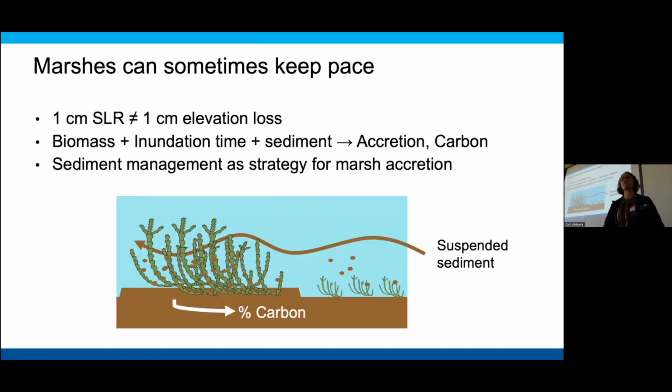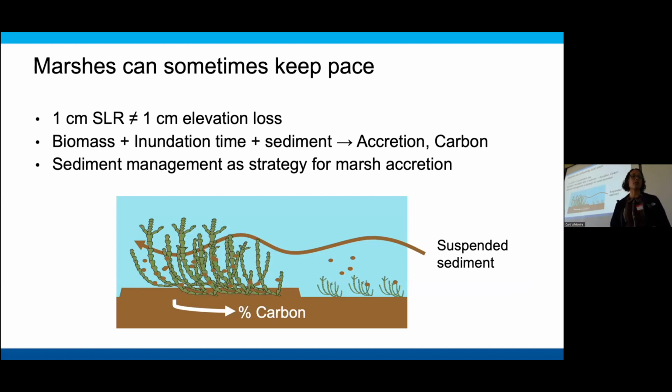Marshes can keep pace with sea level rise under some circumstances if that rate of rise is slow enough. And they do this by trapping sediment that is suspended in the water. All that vegetation that sticks up slows down water movement. That sediment falls down to the bottom, and then it eventually forms this very carbon-rich soil. And the buildup of the soil and its elevation is dependent on the amount of plant biomass that's there, how frequently these sites get inundated, and the amount of sediment that's in the water. So 1 centimeter of sea level rise does not necessarily directly lead to 1 centimeter of elevation loss.